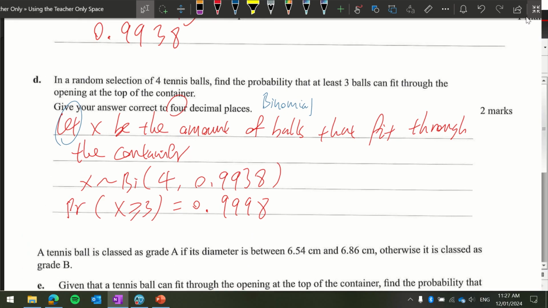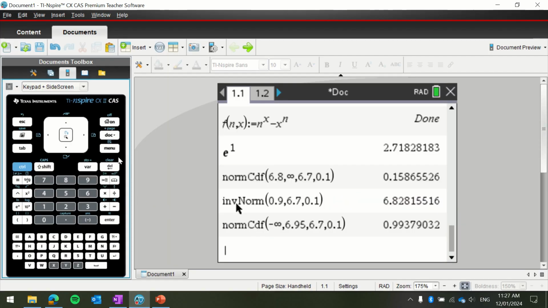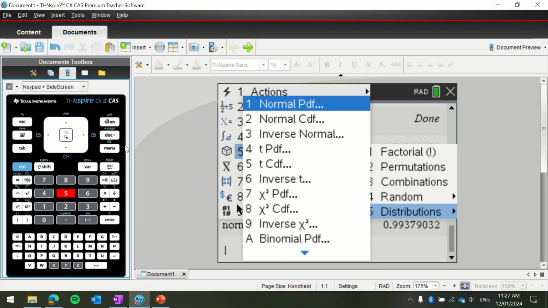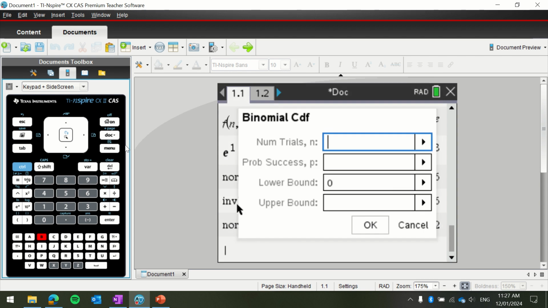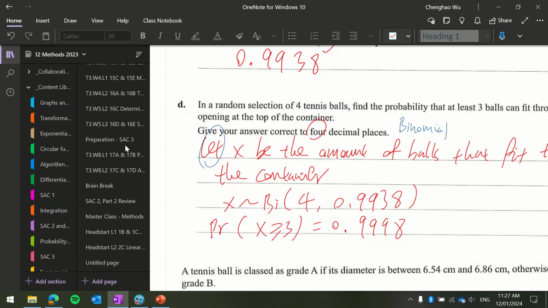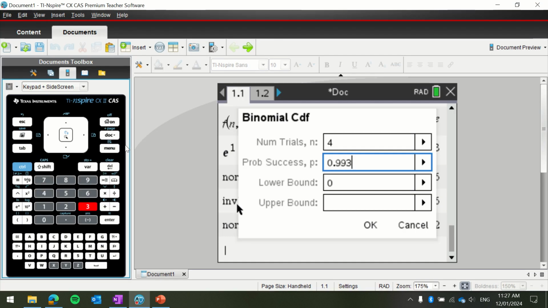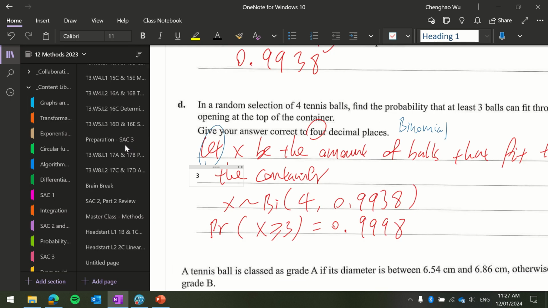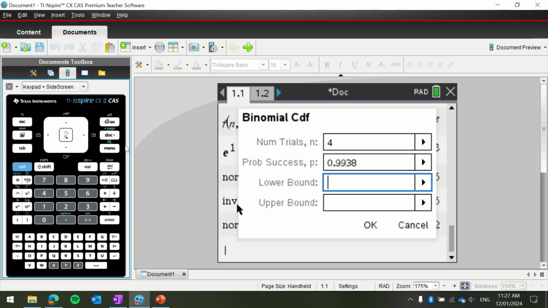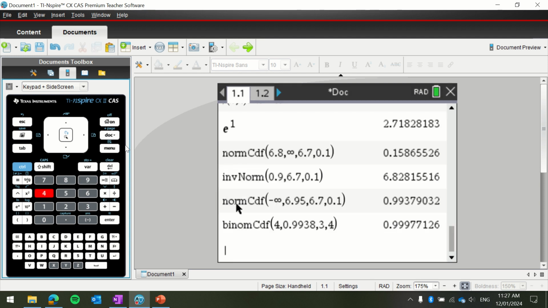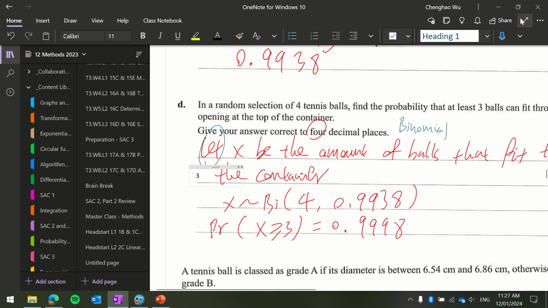And then you put that into your calculator. So menu 5 5, and you go to binomial CDF. So 4 trials, probability of success this much. Lower bound is 3, upper bound is 4. And that's the answer. 0.9998.